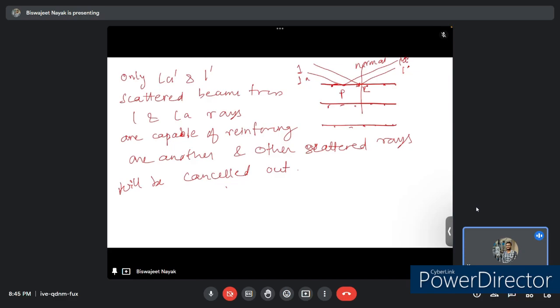Similarly, the rays that are scattered in the first plane in directions parallel to 1 dash are in phase, and they contribute to the diffracted beam. So this will be true for all the planes separately, and now we have to find out the reinforcement of rays scattered by atoms in different planes. So let's say we consider another ray 2 scattered from point L.